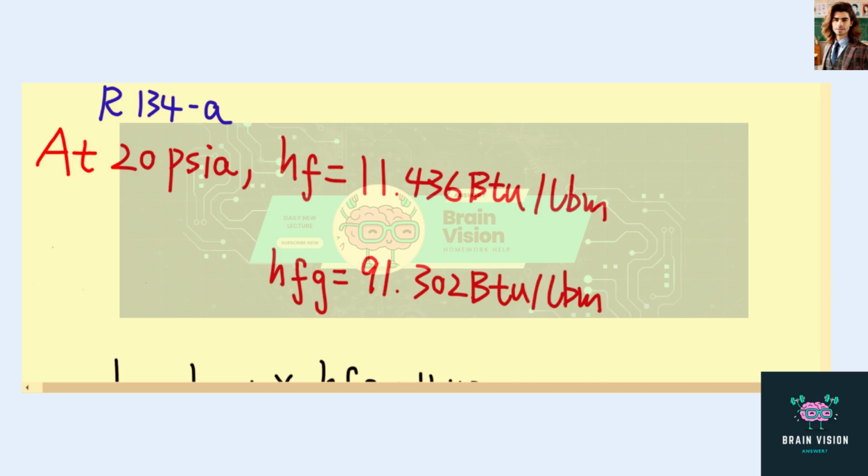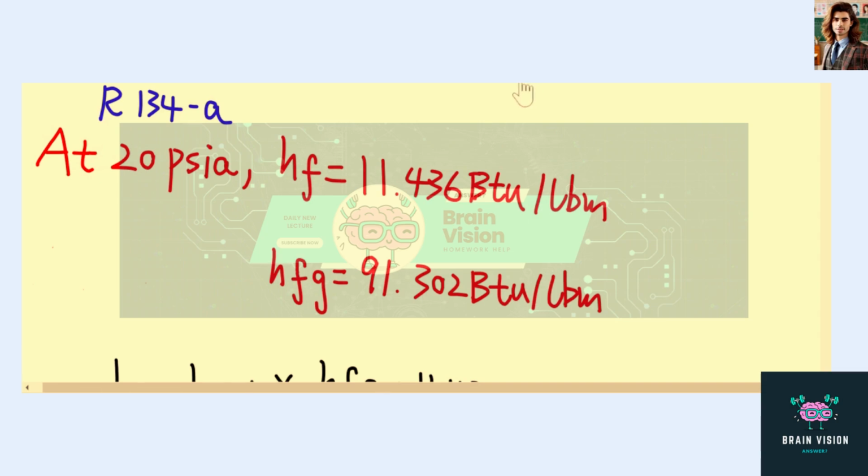Okay, so for this question, first we need to determine the enthalpies for the refrigerant 134A at different phases. At the beginning, the refrigerant was entering at 20 psia with a quality of 30%. Therefore, we use table A12E at the back of the book, which is the saturated refrigerant 134A pressure table.